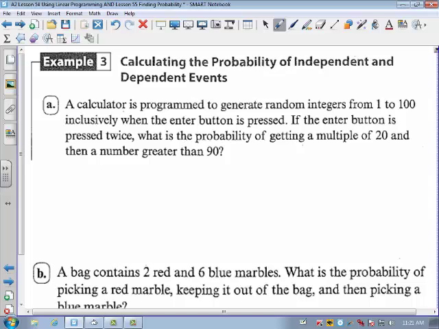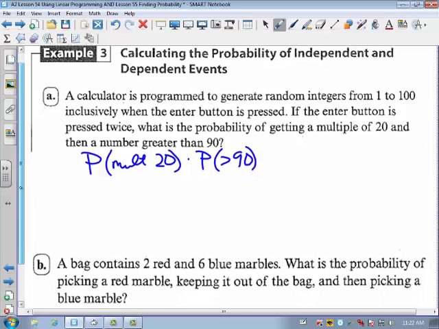Okay, so the calculator is programmed to generate random integers from 1 to 100 inclusively when the enter button is pressed. If the enter button is pressed twice, what is the probability of getting a multiple of 20? Then a multiple greater than 90. So we want the probability of a multiple of 20 times the probability of a number greater than 90.